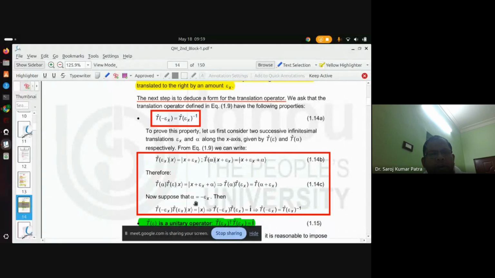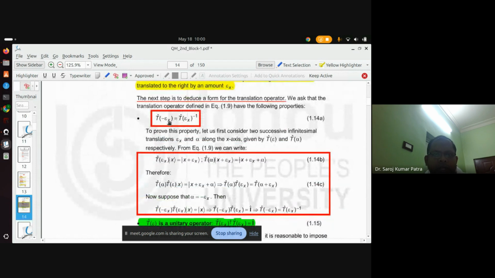Now suppose alpha is equal to minus epsilon x, then T of minus epsilon x times T epsilon x will be equal to identity. It is like we are moving in the x direction by an infinitesimally small amount epsilon x, and then moving back the same amount epsilon x to reach the initial condition, so the operation is nothing but the identity operation. So T of minus epsilon x into T epsilon x will be equal to the identity operator. In that case, we can simply write that T of minus epsilon x is basically the inverse of T epsilon x.